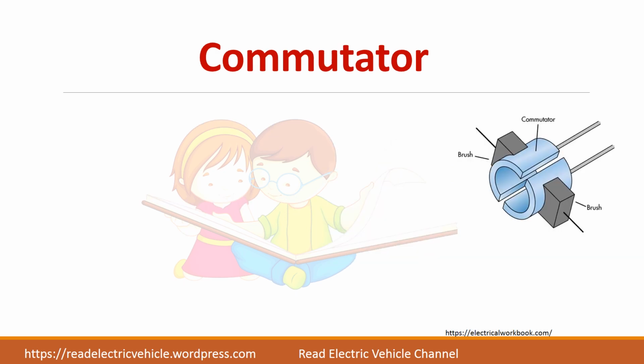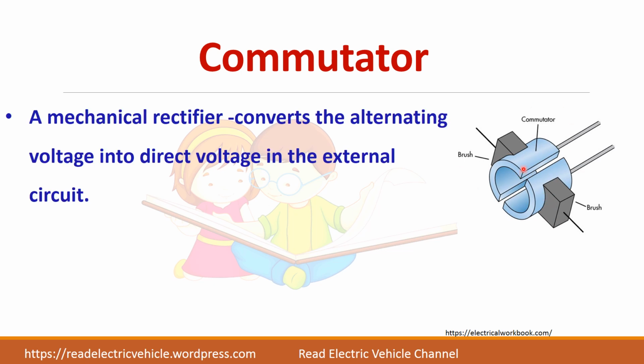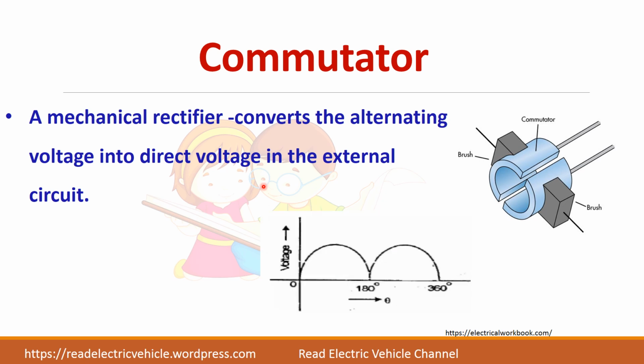And what is a commutator? The ends of the coil are connected to the commutator segments, and brushes will be pressed against this commutator. The commutator actually acts as a rectifier which converts the alternating voltage into direct voltage in the external circuit. So the alternating EMF produced will be converted into a unidirectional one.